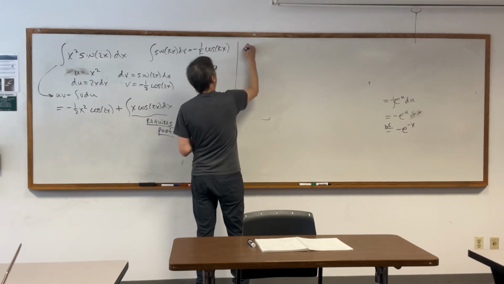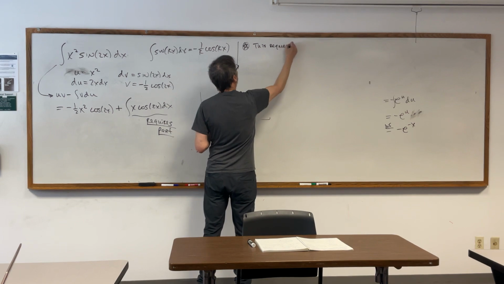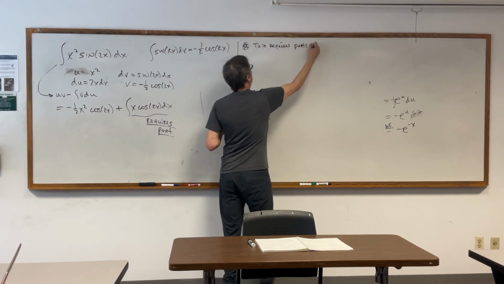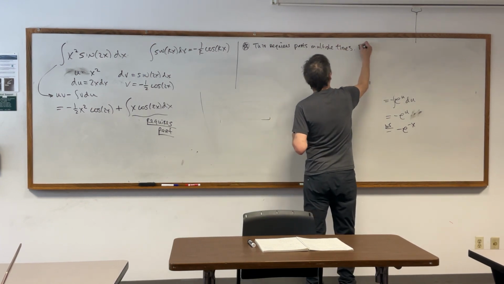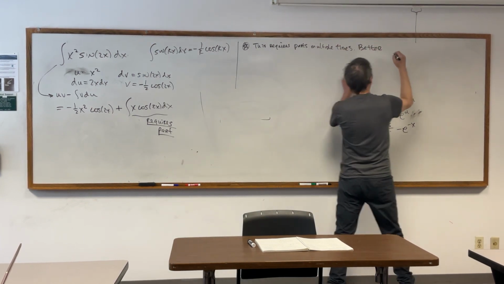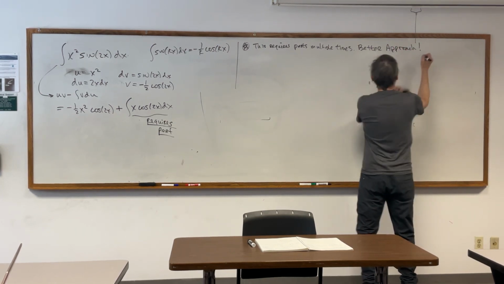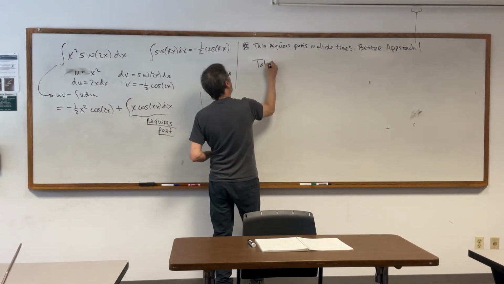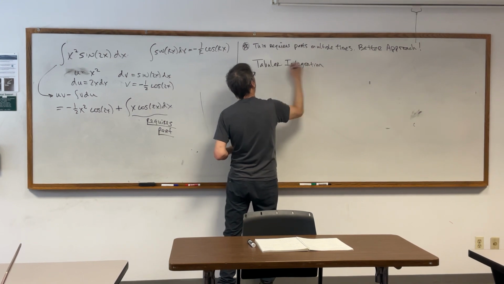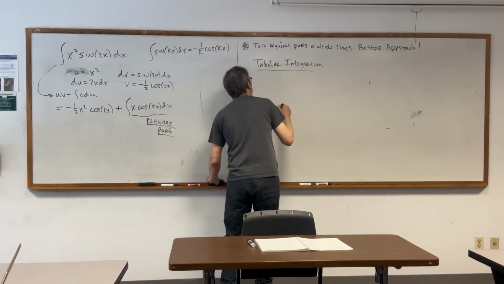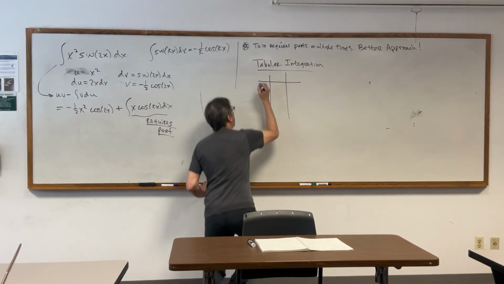So here's my old thing. This requires parts multiple times. A better approach is called tabular integration. This is the big thing that I really wanted to show you for today. So, tabular integration, you're going to make a table. It's going to have 3 columns.